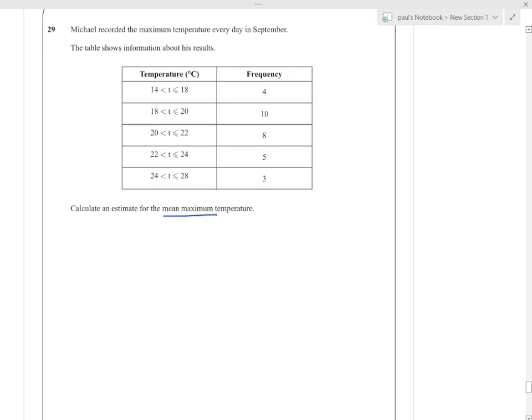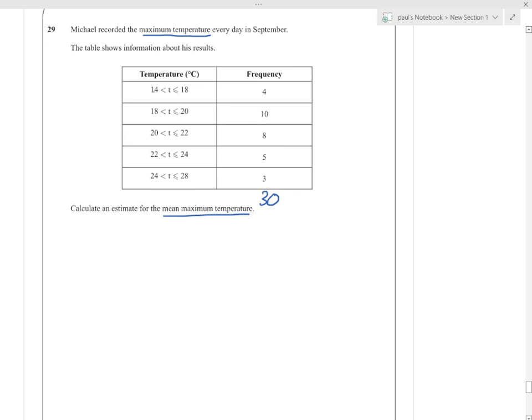Calculate an estimate for the mean maximum temperature. Here's a chart for maximum temperatures. Now, we've got our midpoints. Frequency: so 14, let's add these up first. 14, 22, 27, 30. Nice, good number, 30. So we're going to find out all the temperatures and add them all up. We haven't got an extra box here, so we need to find the midpoint.